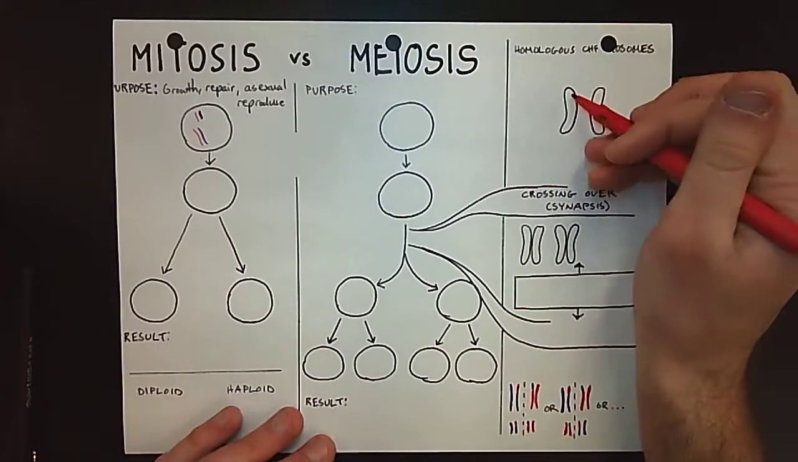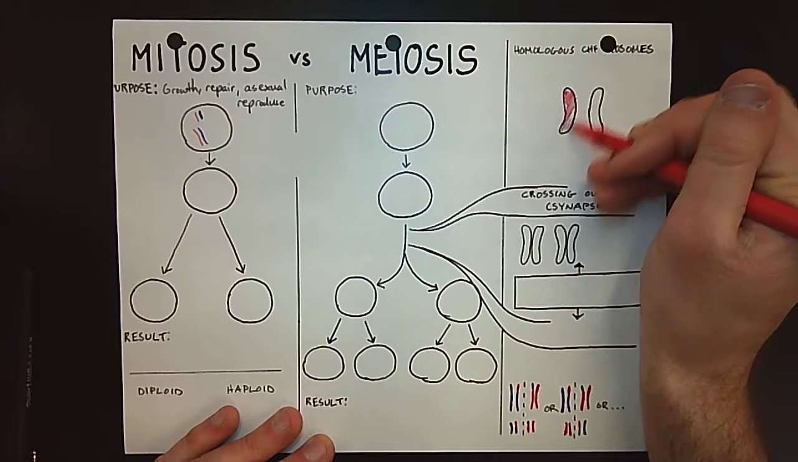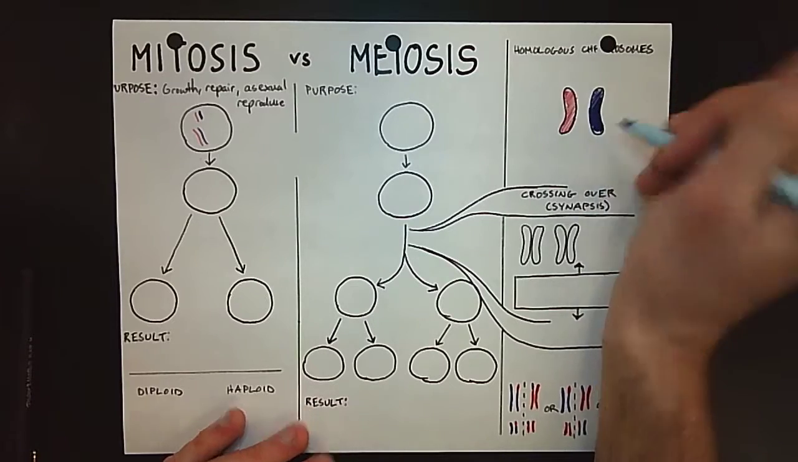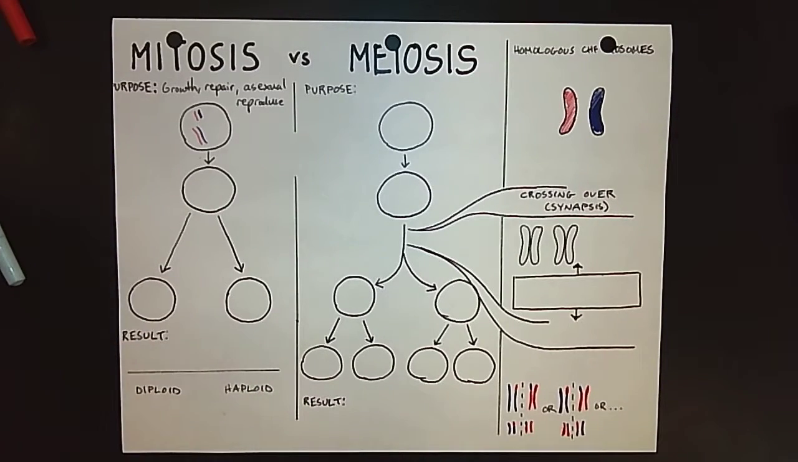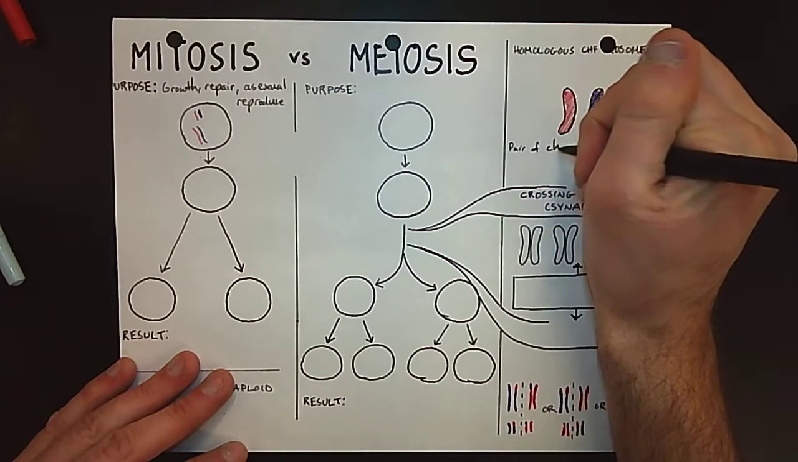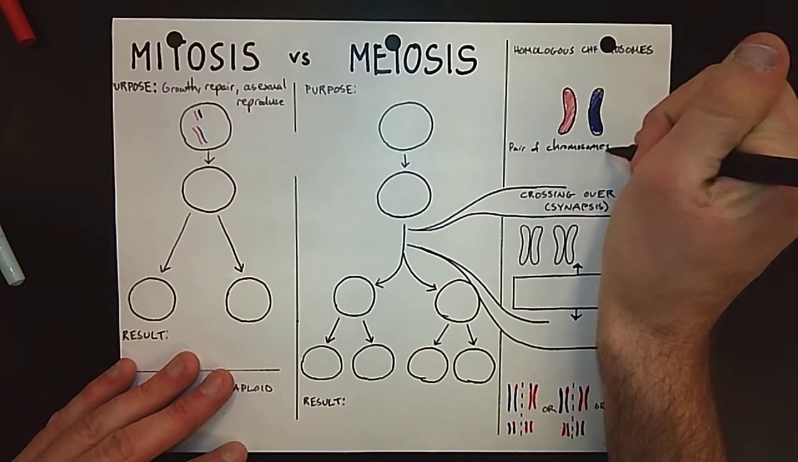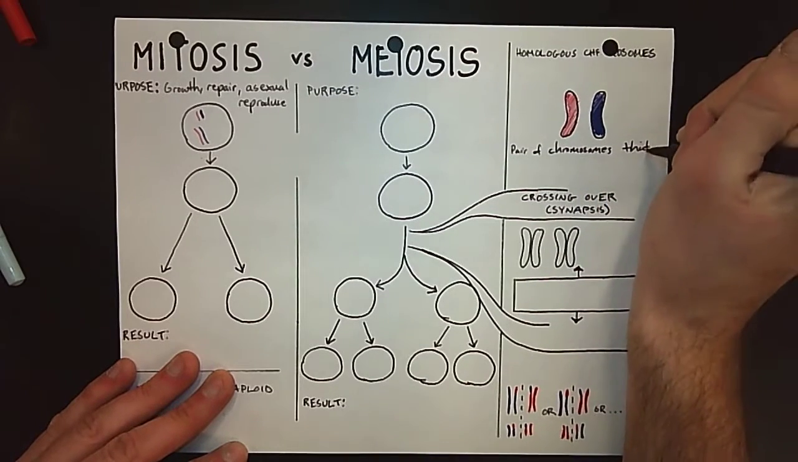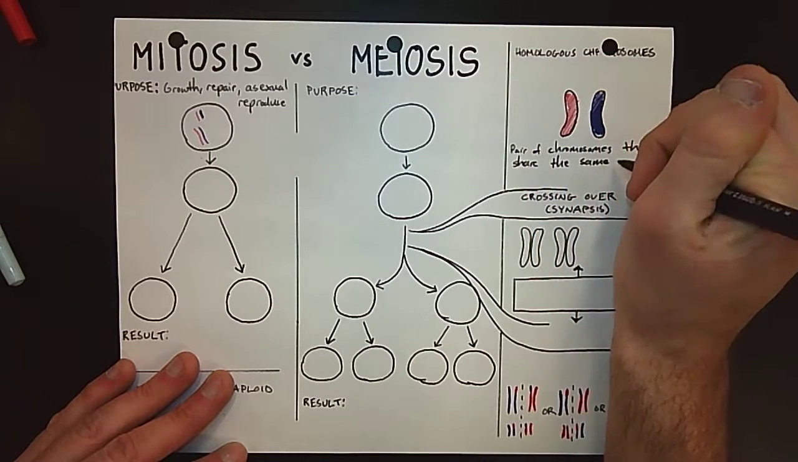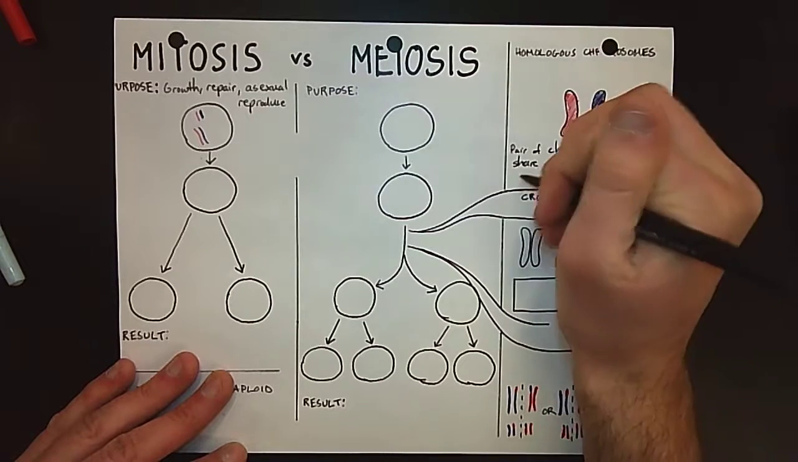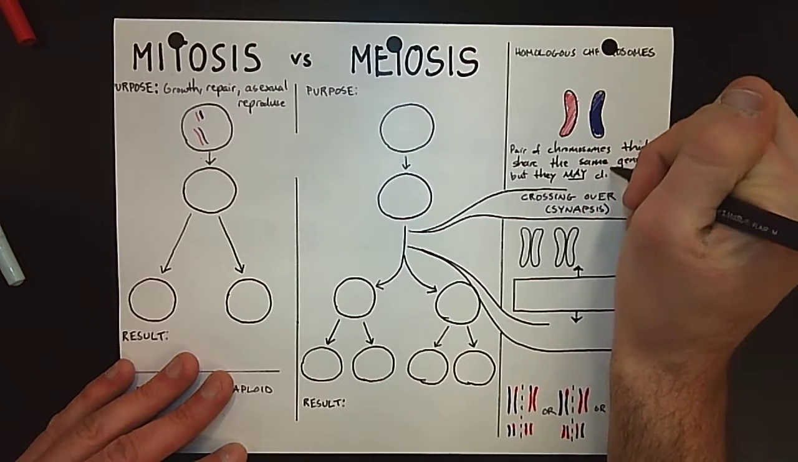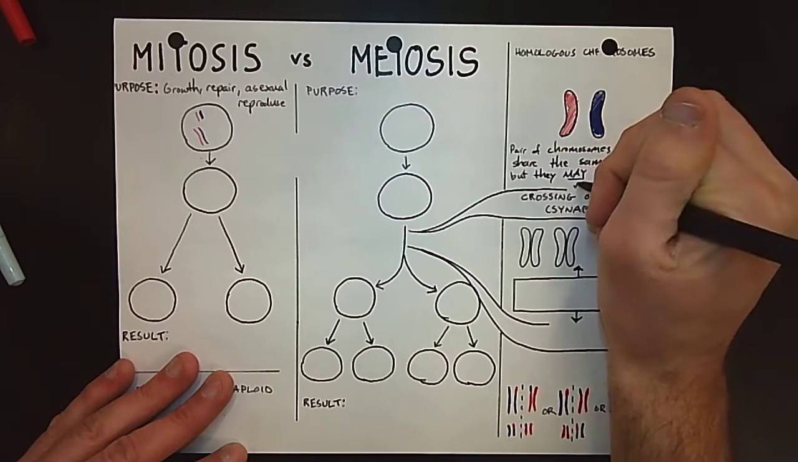So I'm actually going to color this one in right over here, and blue for the other one. And if we had to give a quick definition for these, we would say that homologous chromosomes are a pair of chromosomes that share the same genes, but they may have different versions of each gene.